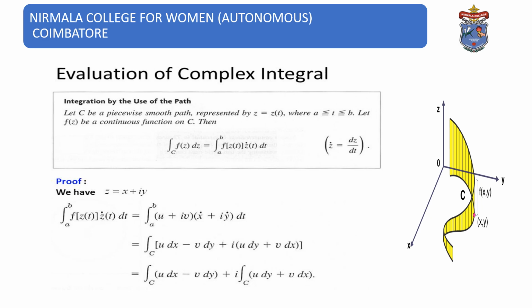Let C be a piecewise smooth path represented by z equal to z of t, where t lies between a and b. Let f of z be a continuous function on C. Then, integral over C f of z dz is given by integral from a to b f of z of t dz by dt into dt.